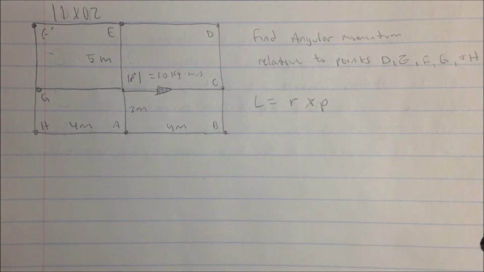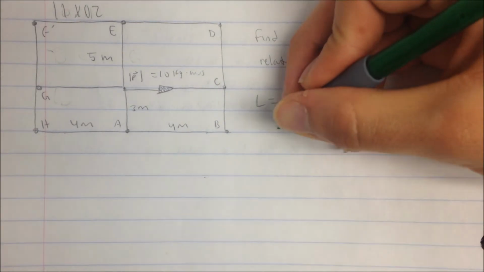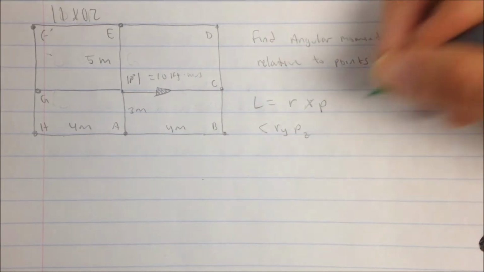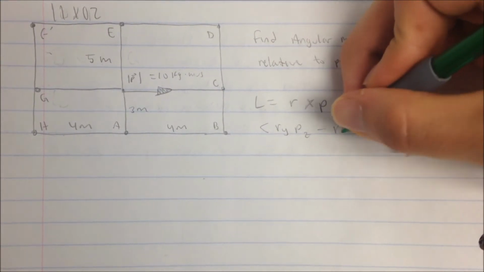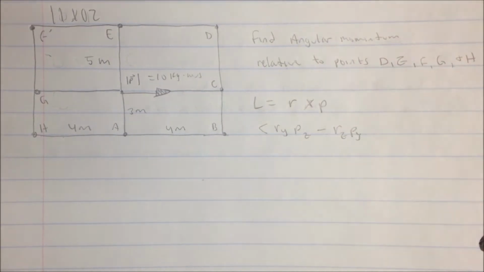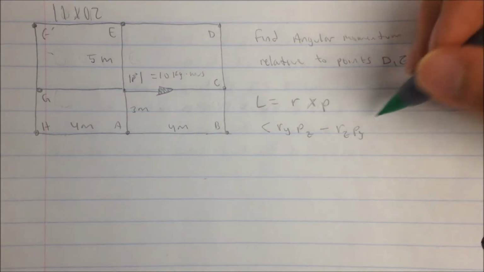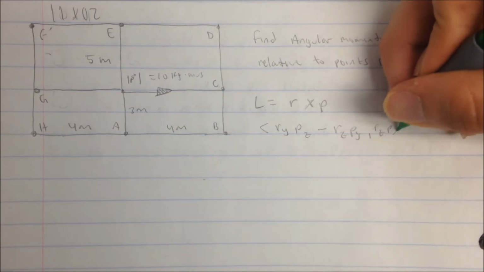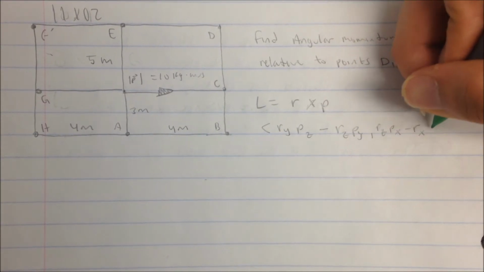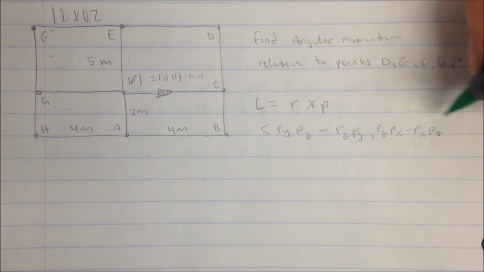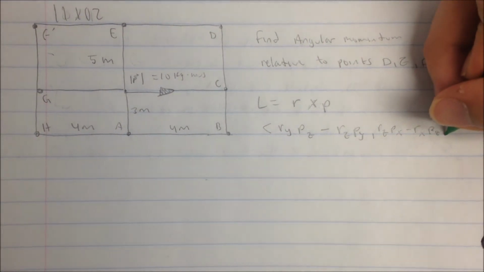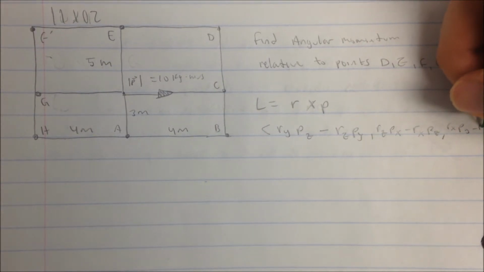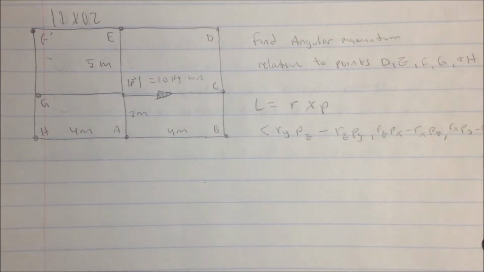And the formula for the cross product is Ry times Pz minus Rz times Py, that's for the x component. And then Rz times Px minus Rx times Pz for the y component. And Rx times Py minus Ry times Px for the z component.